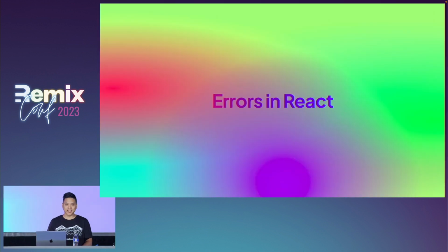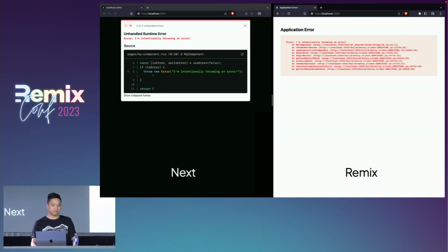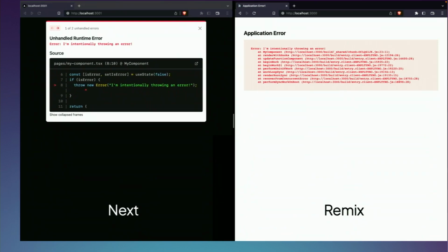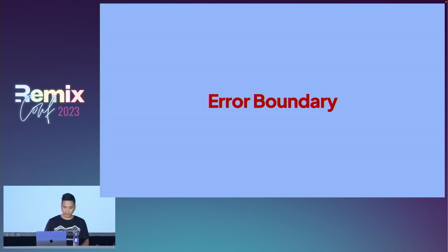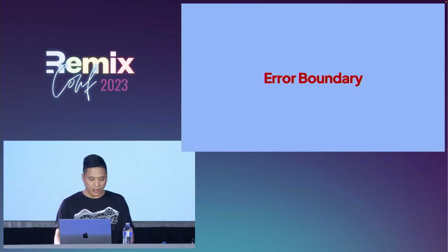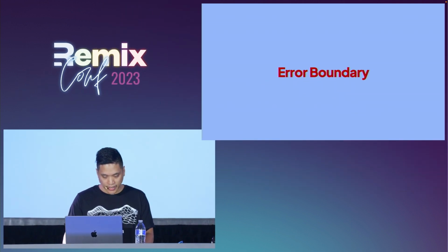Now, errors in React. This is what you get when you spin up a Next or Remix app and just throw an error in a triggered event handler. It's actually looking pretty good. The thing is that the errors are just unhandled out of the box. So what can we do about it? In React, there is a special thing called an error boundary, and both frameworks have their own enhancements with React error boundaries. So let's take a quick review of what an error boundary looks like.